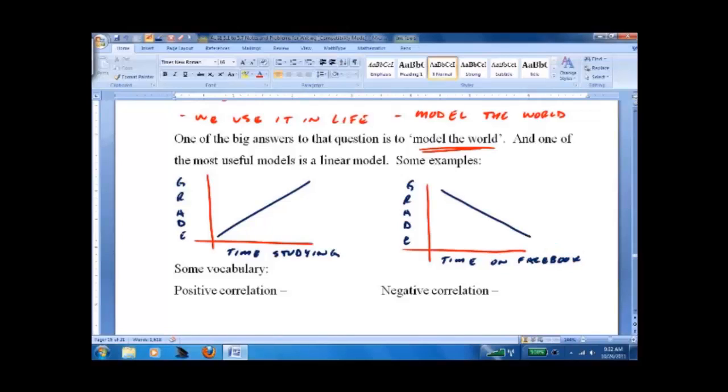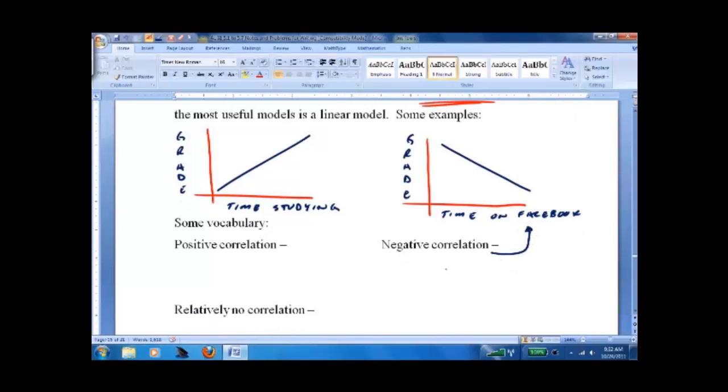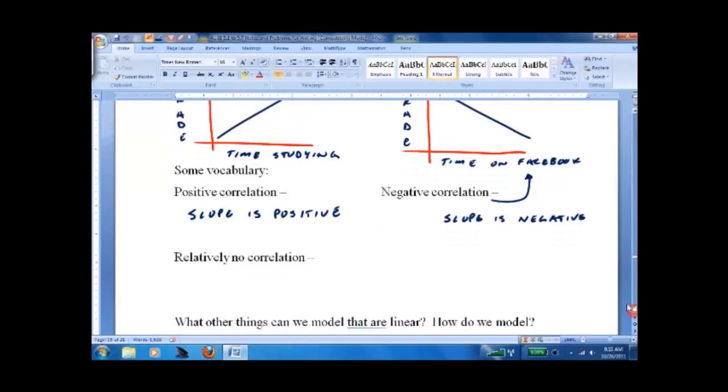So the more time you study, the better your grade will be. The less time you study, the more time you spend on Facebook, the worse your grade will be. Call this a negative correlation. So the slope is negative. Call this a positive correlation. The slope is positive. And since you guys already understand the basics of slope, that's not really that complicated. For somebody who doesn't really know slope, that's a very interesting subject. You guys are way ahead of that.